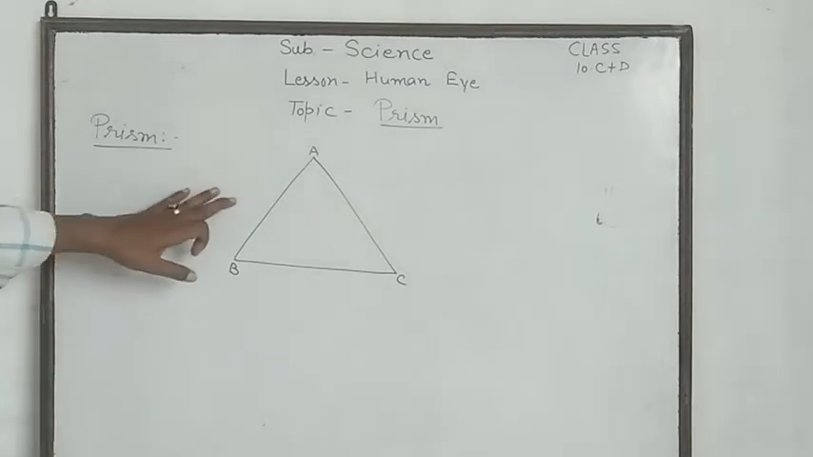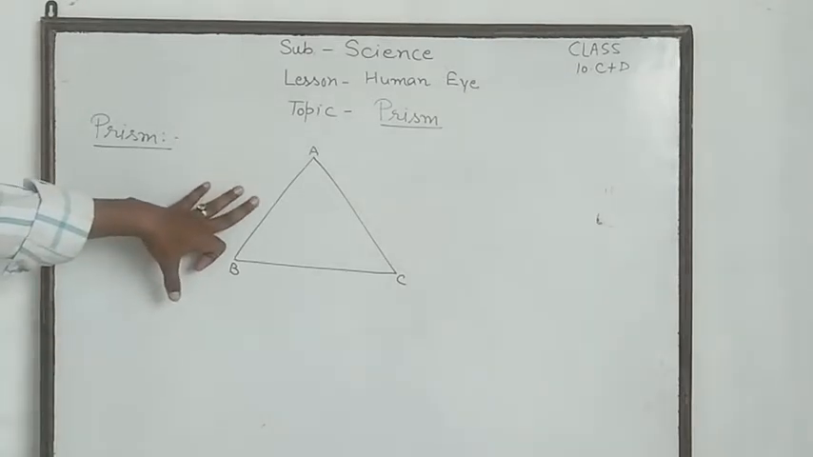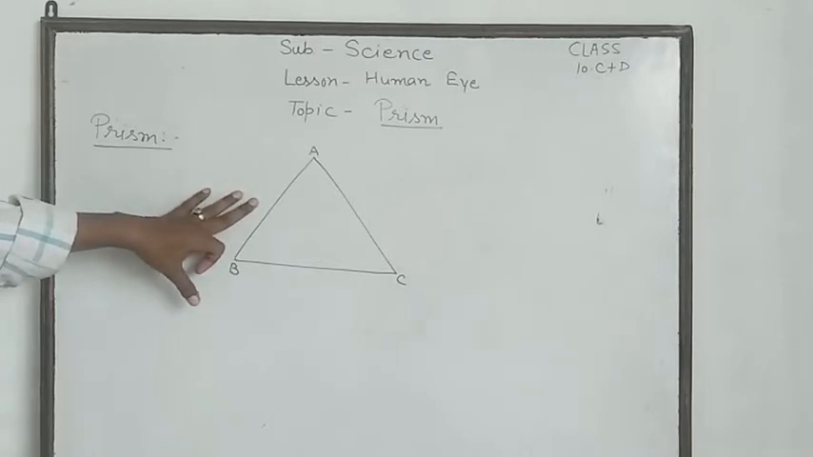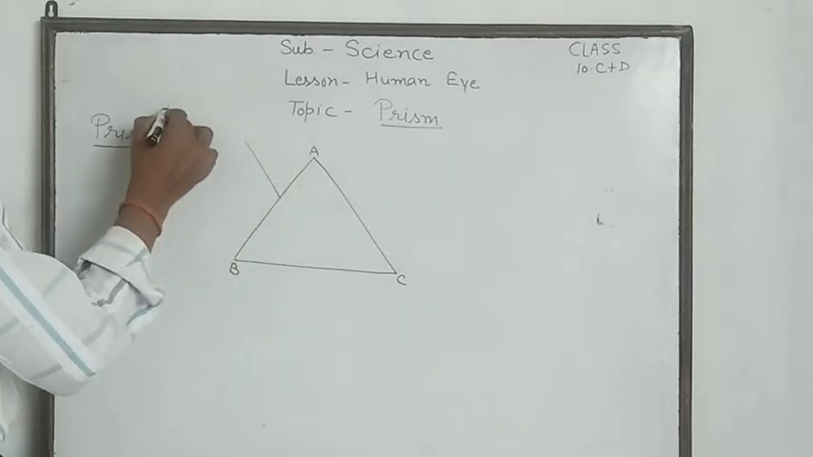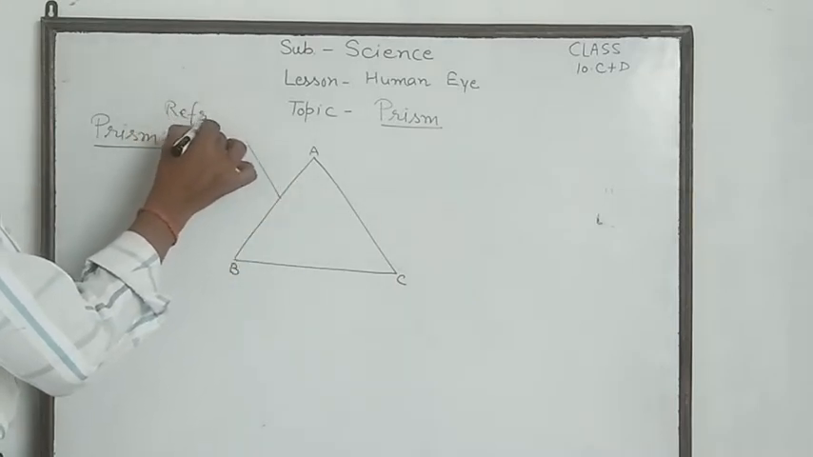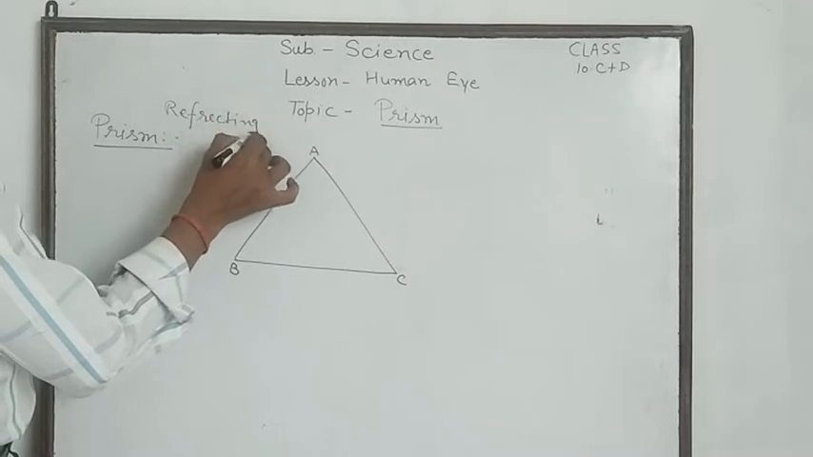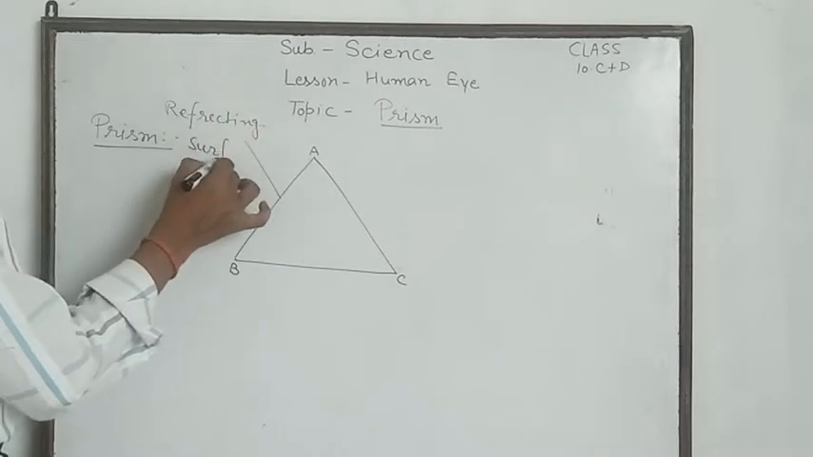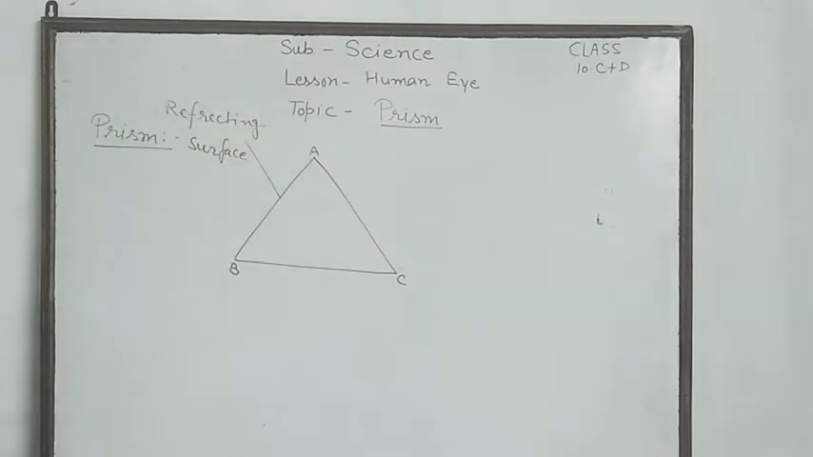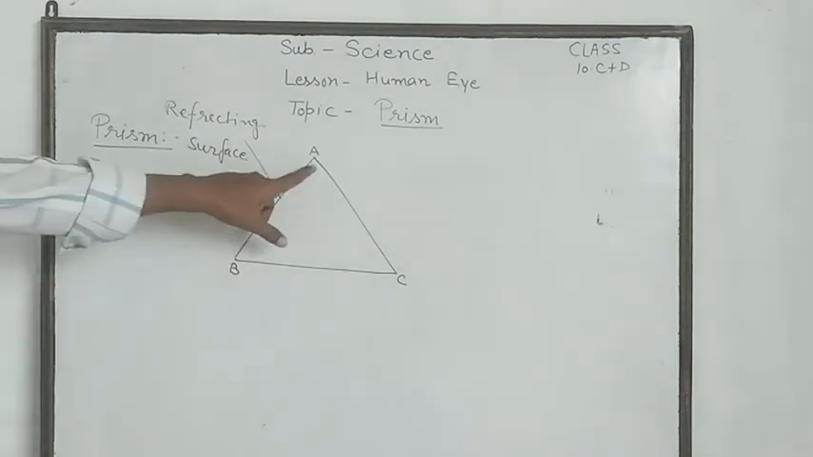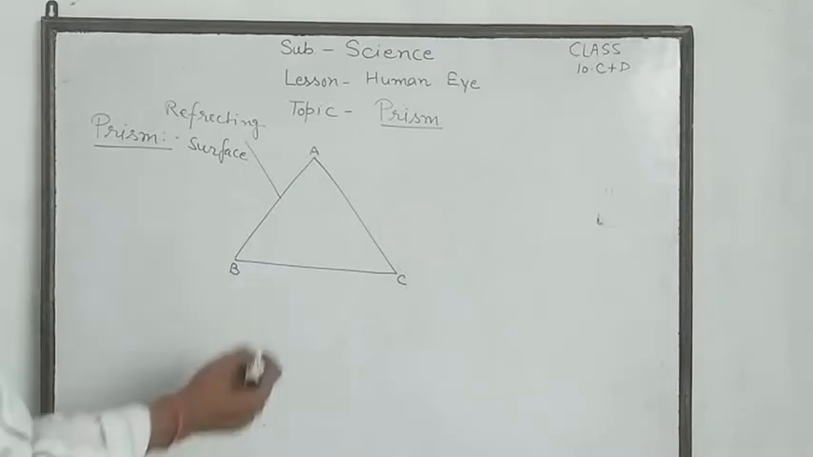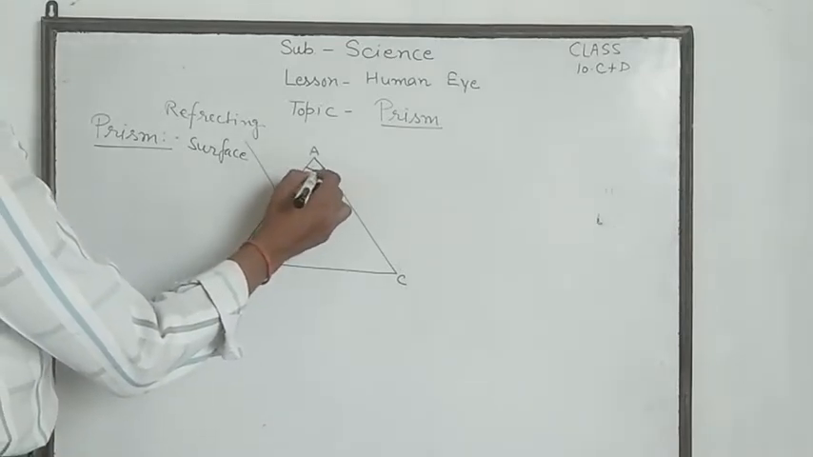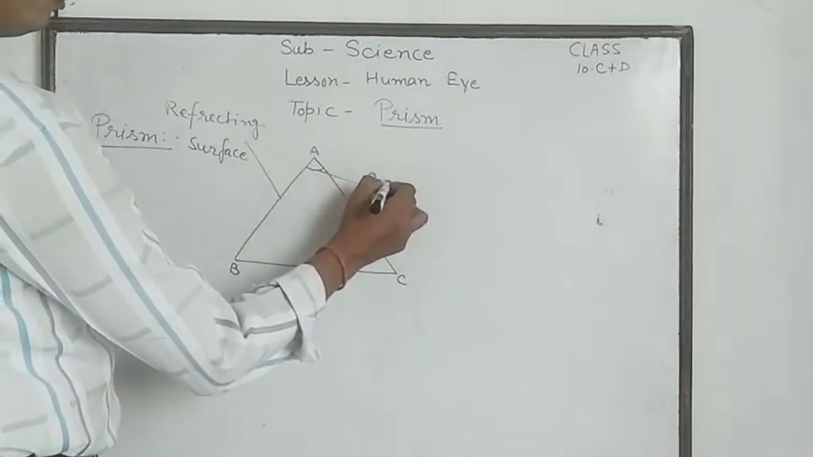The surface of the prism through which refraction of light occurs is called the refracting surface. This is the refracting surface. The angle between two refracting surfaces is called the angle of the prism. This is the angle of prism.